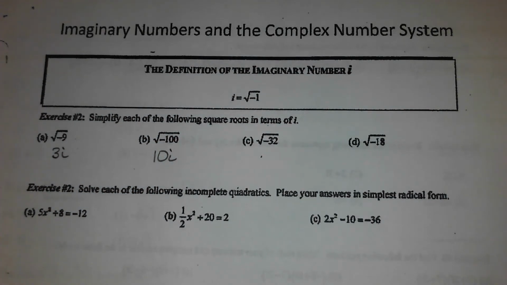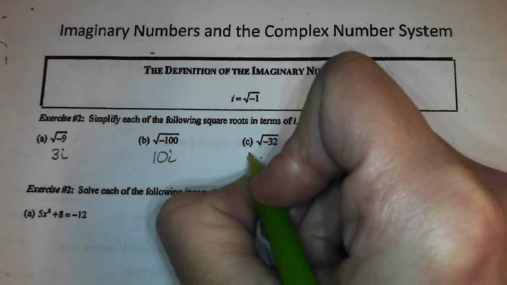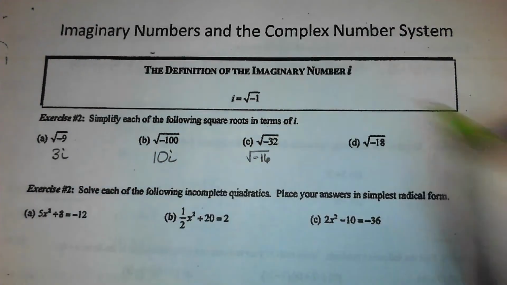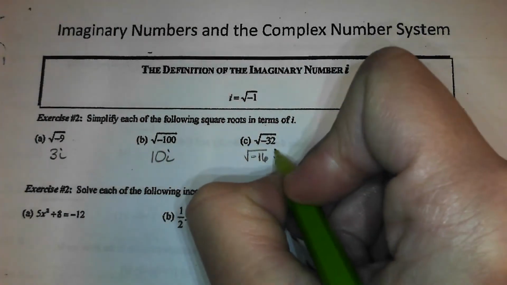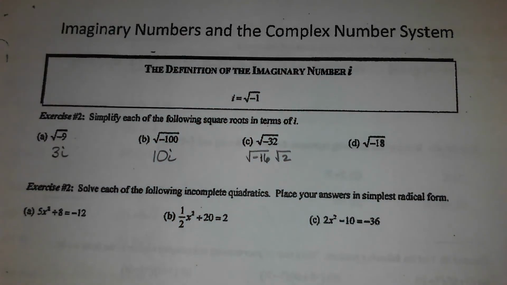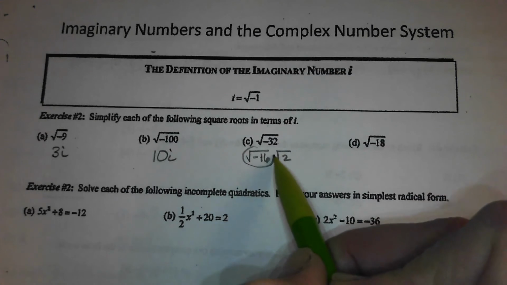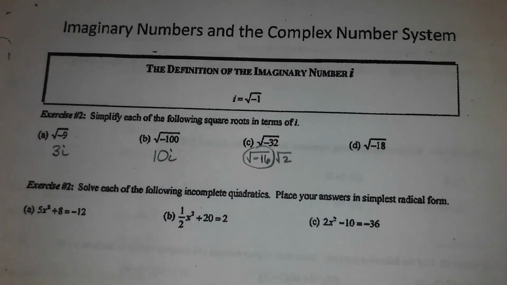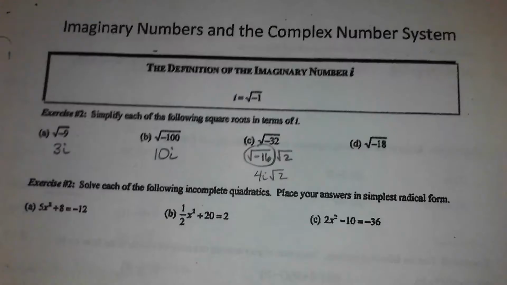The next one, does anybody in here know the square root of 32 off the top of their head? No, because 32 is not a perfect square, but we can break it down, just like we did in the radical chapter. So what does 32 break down into? 16 and 2. So you've got the square root of, and I'm going to keep the negative with the 16. It's really negative 32, which would break down into negative 16 times 2. Because the square root of that negative 16 is what? 4i, and then you just hang on to your root 2.